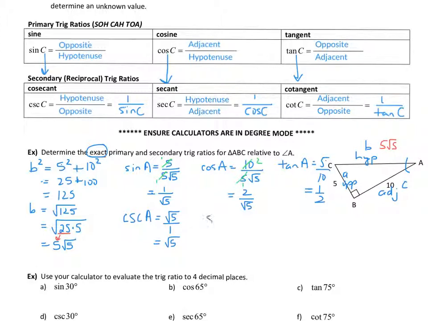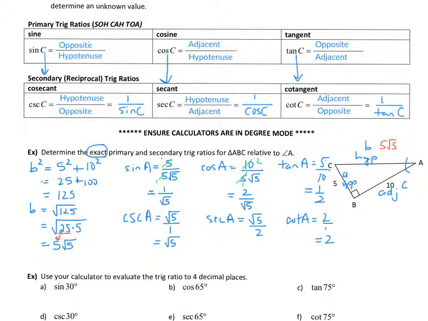Cosine goes with the secant of A. It's just going to be the reciprocal. So that becomes root 5 over 2, which can't be put in lower terms. And then cotangent of angle A is going to be the reciprocal of the tan, which is going to become 2 over 1, which is just plain old 2. And that's all there is in terms of our secondary trig ratios.